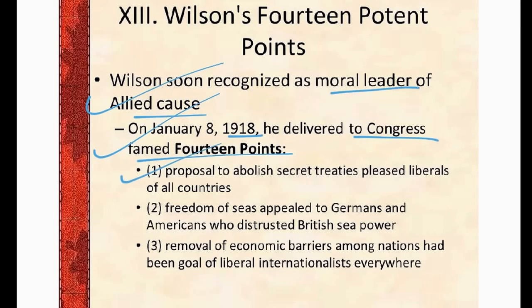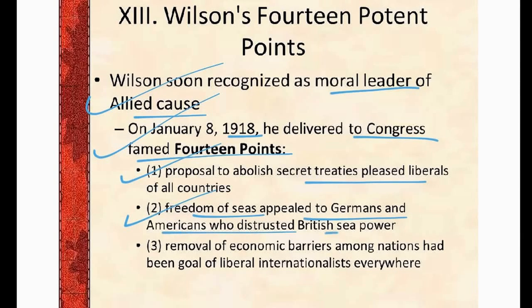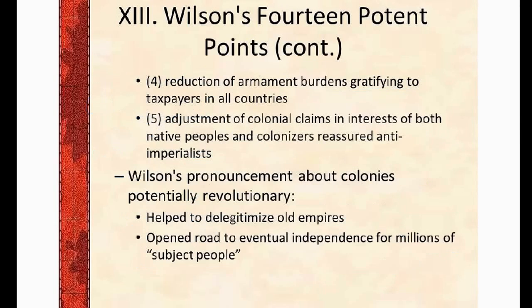This was a proposal to abolish secret treaties which pleased liberals of all countries. It also espoused that the freedom of seas should also be protected, and this appealed to Germans and Americans who distrusted British sea power. It also asked for the removal of economic barriers among nations, which had been a goal of liberal internationalists everywhere.